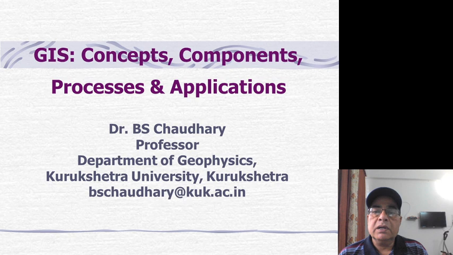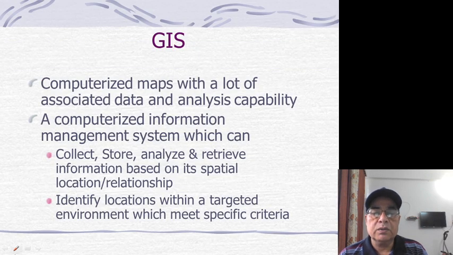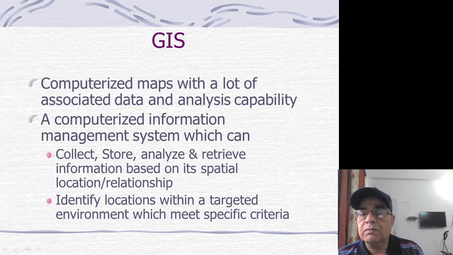So to begin with, what do we understand by the GIS? GIS is the geographical information system, which means that whatever entities are available to us, we want to analyze those for better planning and management purposes. In layman's language, we can define GIS as computerized maps with a lot of associated data and analysis capability. So we will be dealing with a number of maps for the analysis purpose.